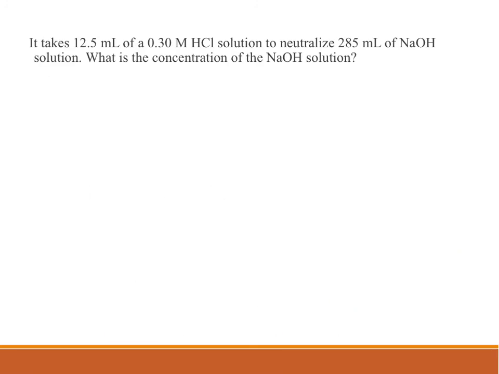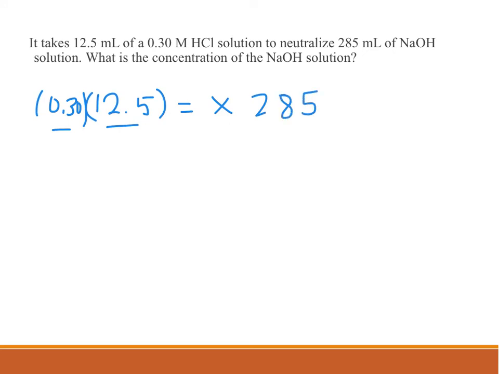Just another example: if it takes 12.5 milliliters of a 0.3 molar hydrochloric acid solution to neutralize 285 milliliters of sodium hydroxide solution, what is the concentration of that sodium hydroxide solution? So here we're just looking at the concentration of the base. Again, you're just plugging in the numbers: 0.30 molar times 12.5 milliliters, so our molarity of the acid times the volume of our acid is going to equal our unknown molarity of the base times the volume of the base, 285. Again, it's milliliters on both sides, so I don't have to do any kind of conversion.